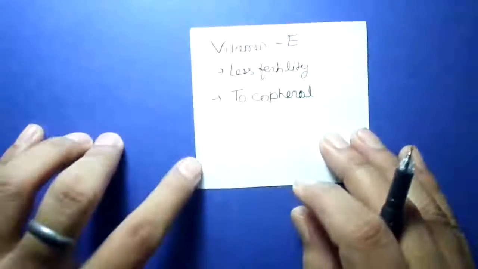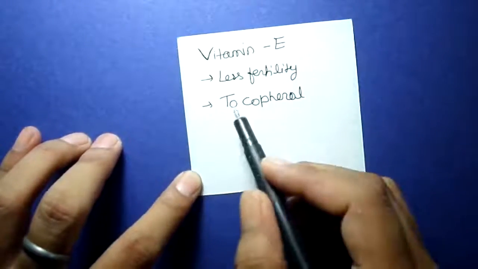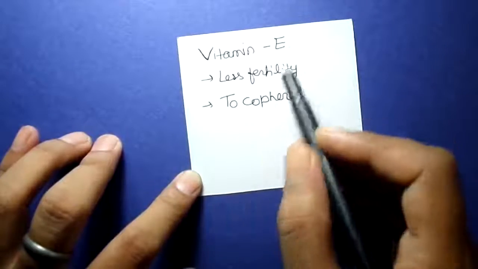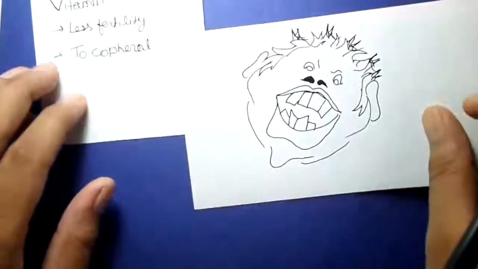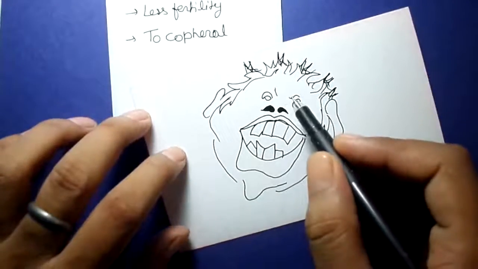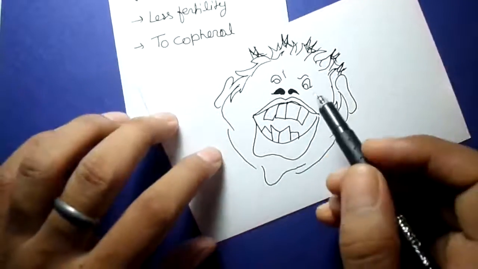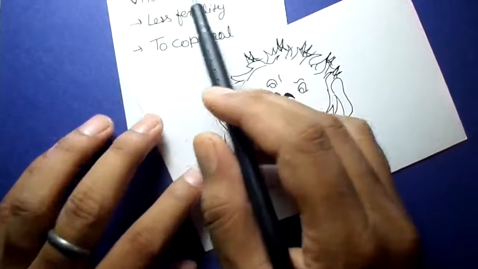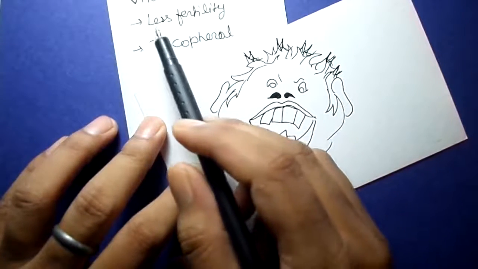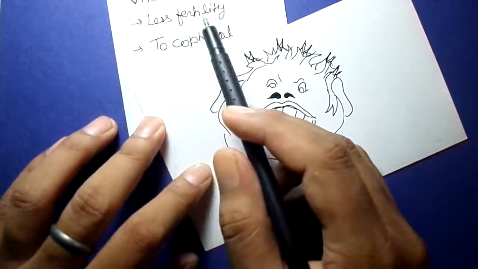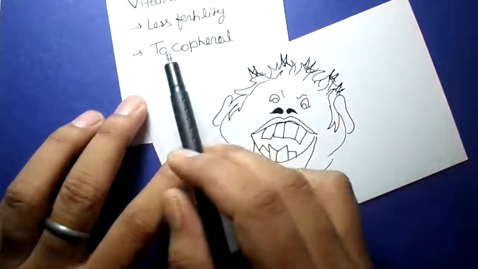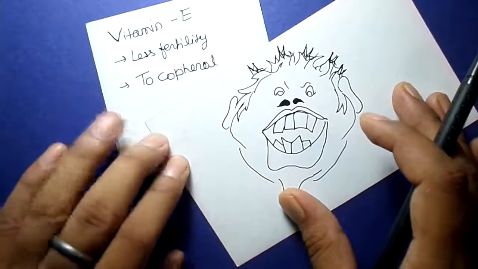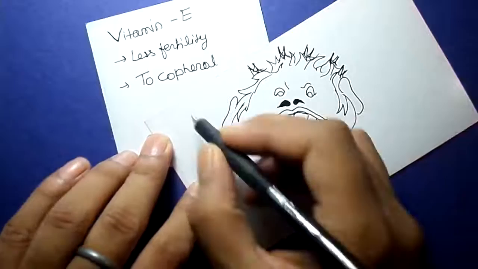It's vitamin E. The chemical name of vitamin E is tocopherol. So here is a person suffering from the deficiency of vitamin E, and because of that he has a disease, less fertility. By the lack of vitamin E, a disease is caused that is called less fertility. He is suffering from deficiency of vitamin E and we are giving him some vitamin E, that is tocopherol.